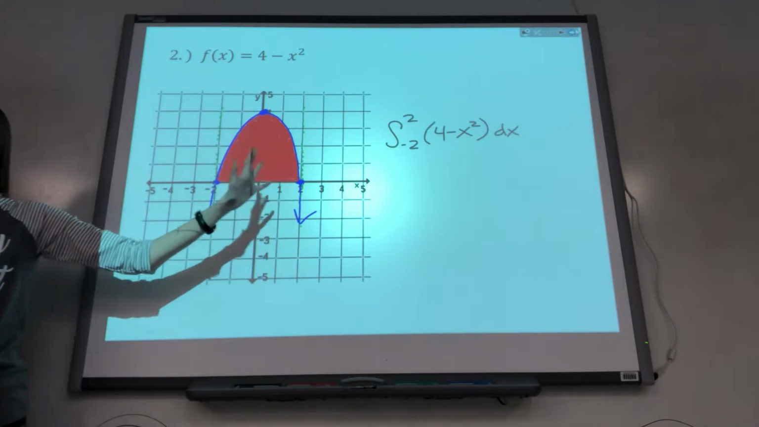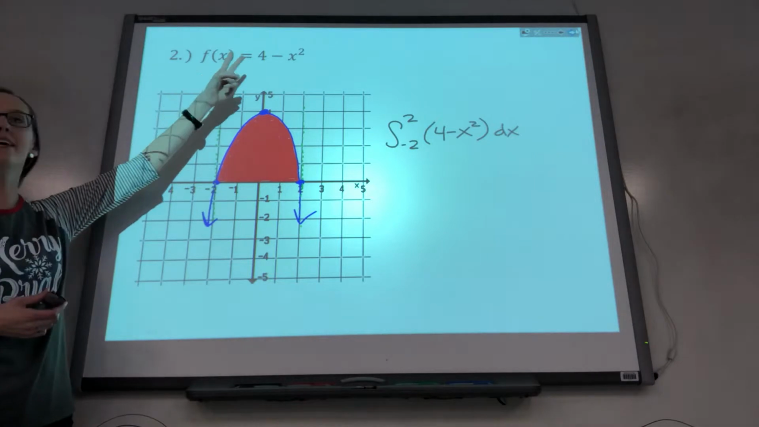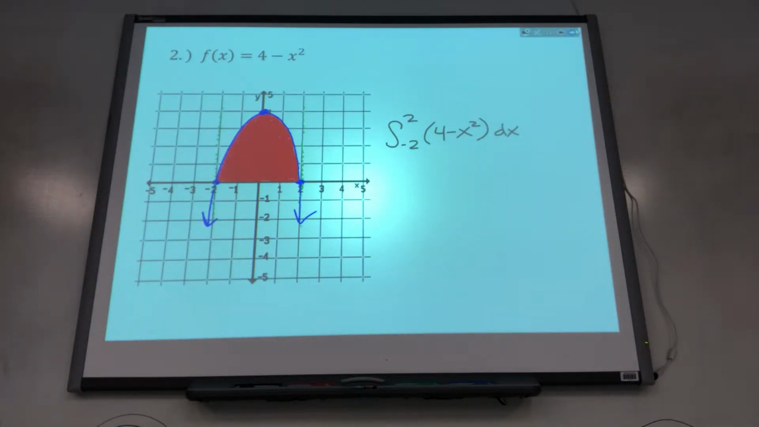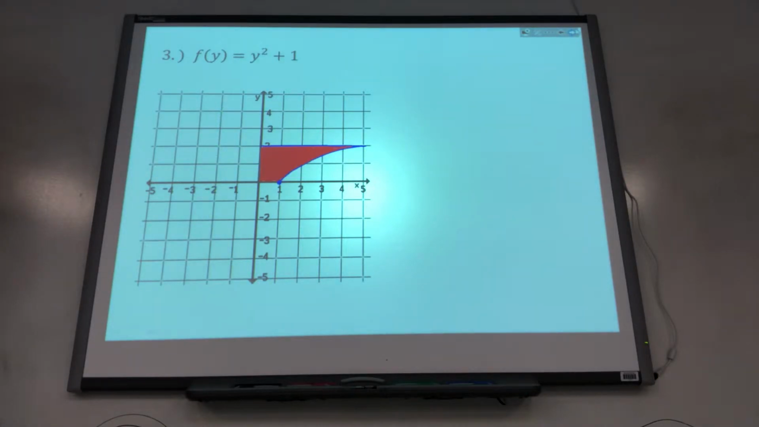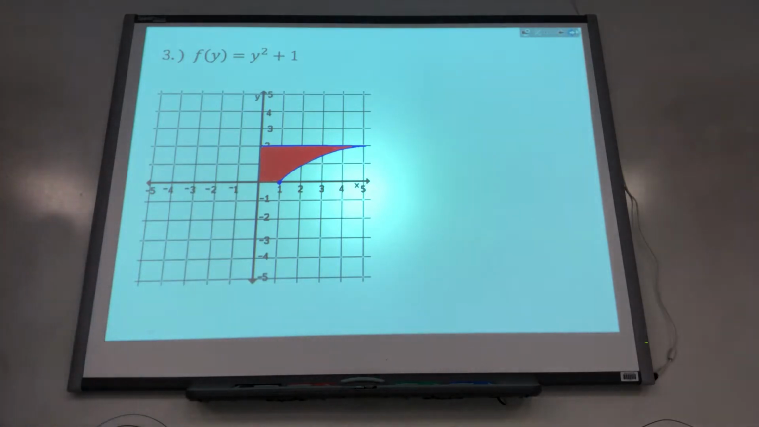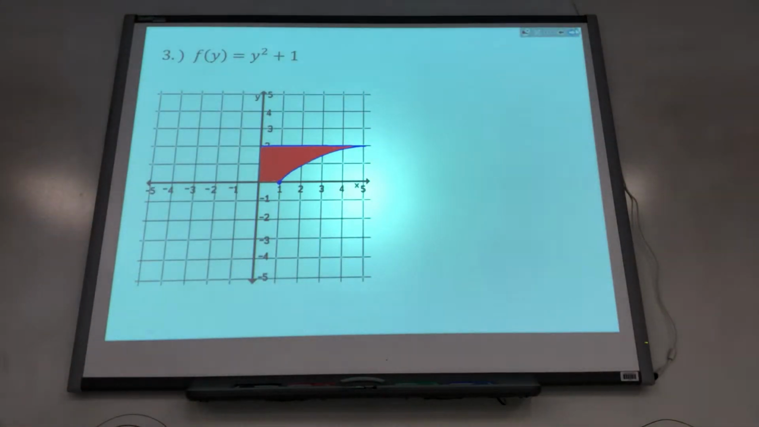Now, I want to try one more example like this, but not in terms of x. Now it's going to be in terms of y. So watch carefully here, because I sometimes like to throw something like this on a test or a quiz. Example 3, f of y equals y squared plus 1.